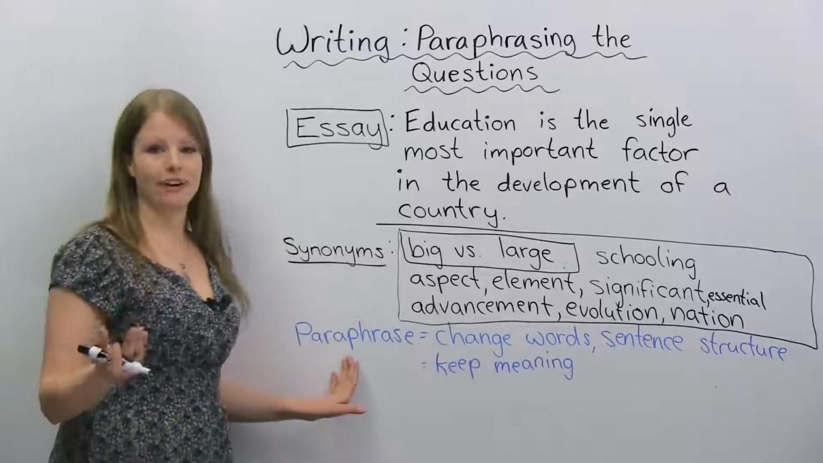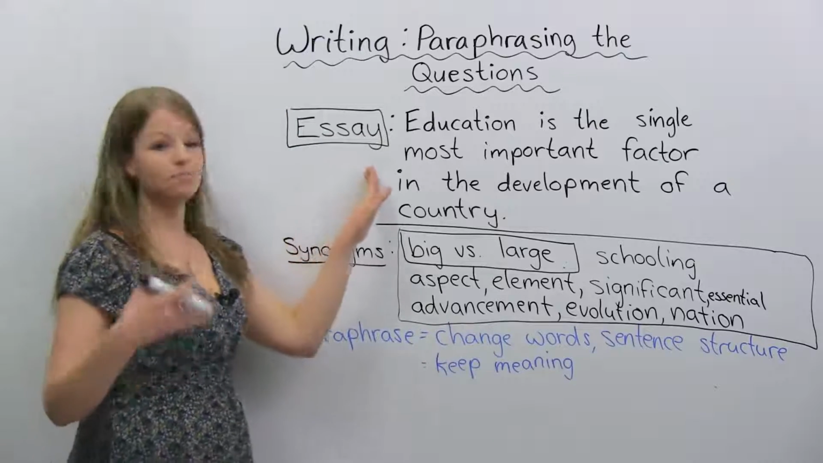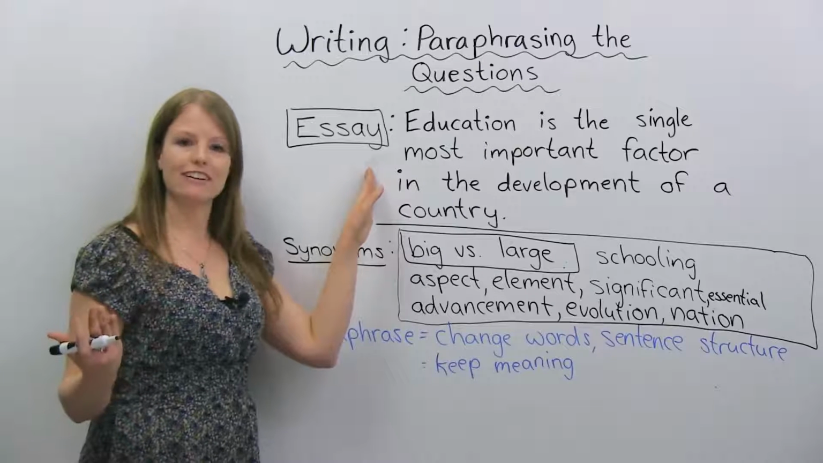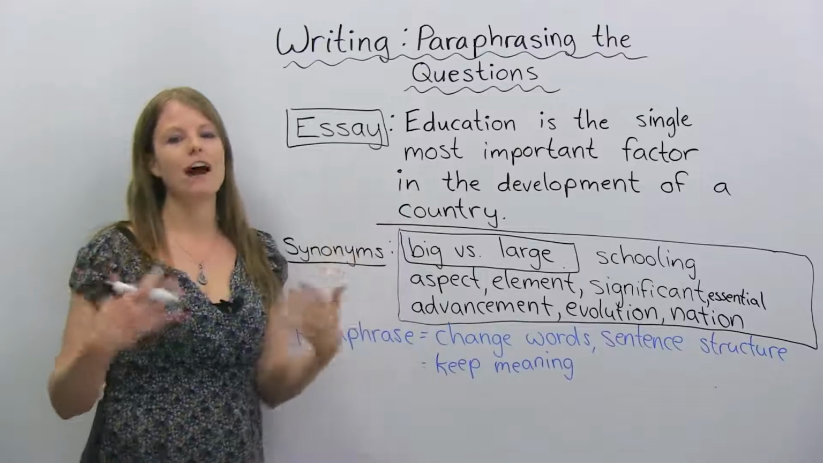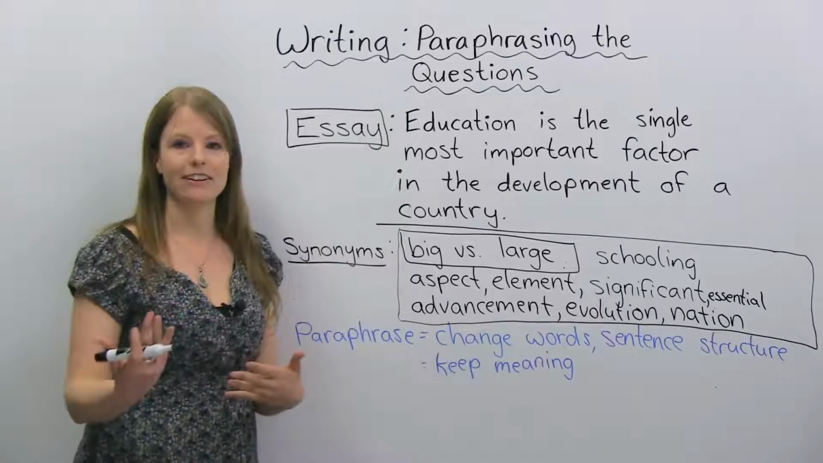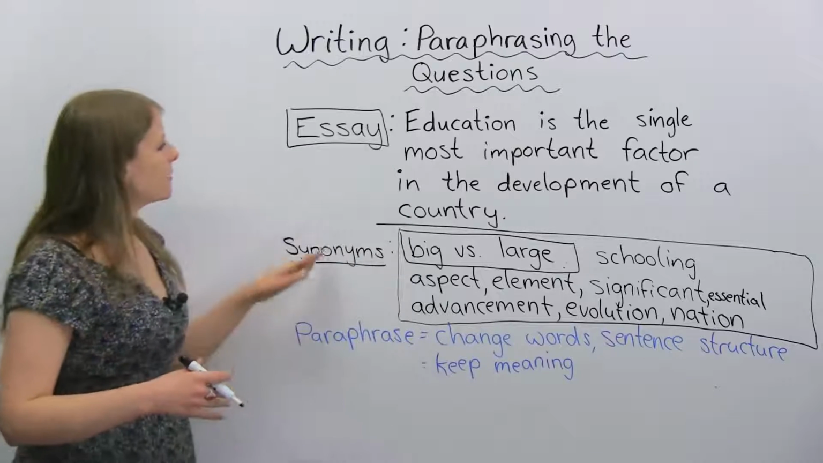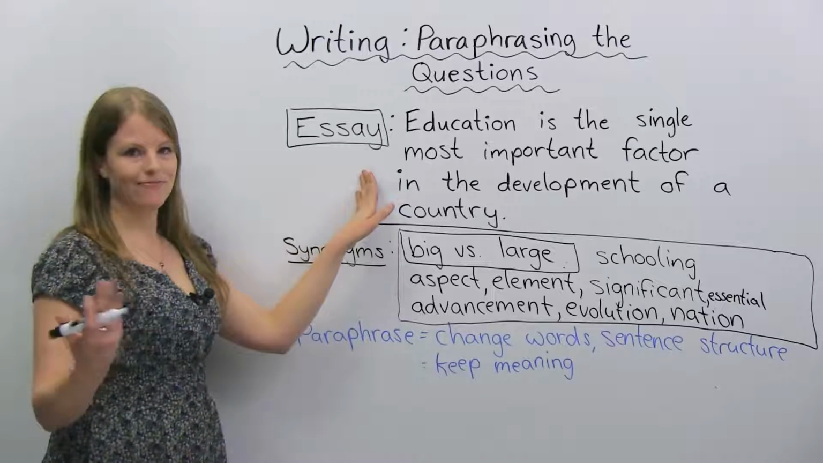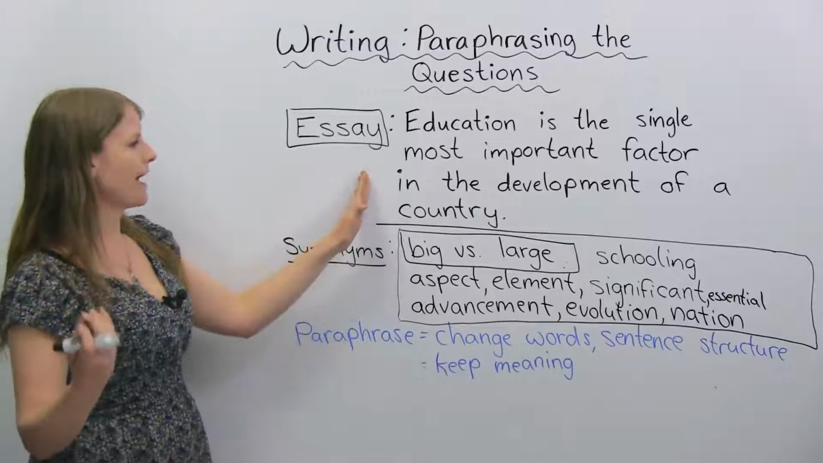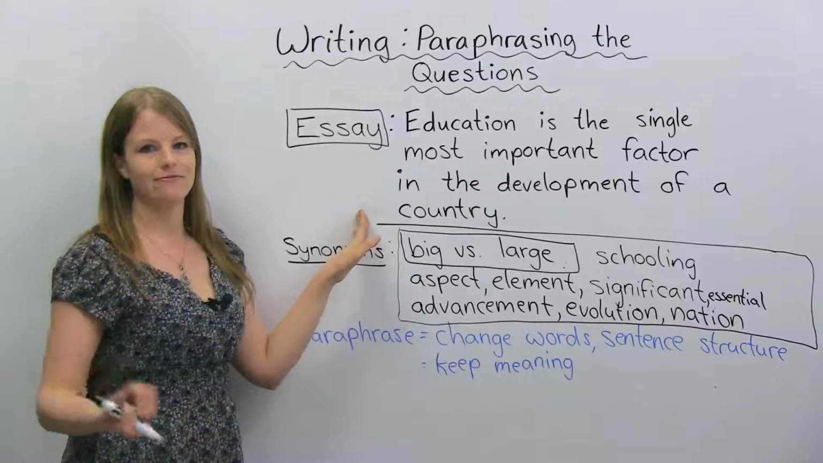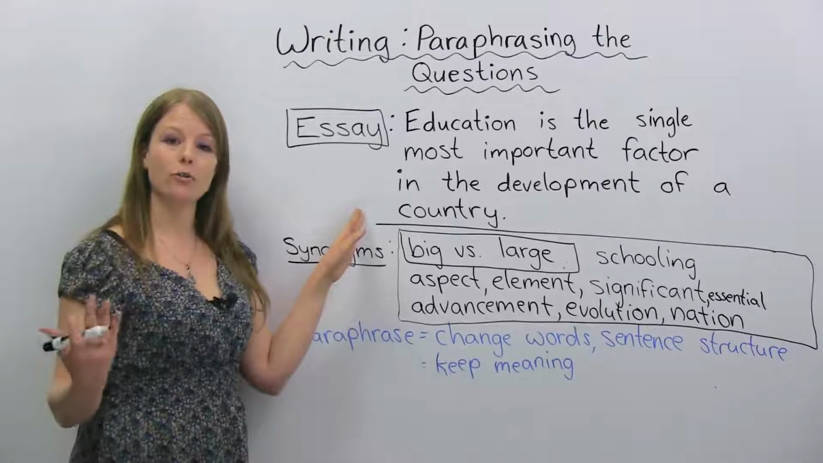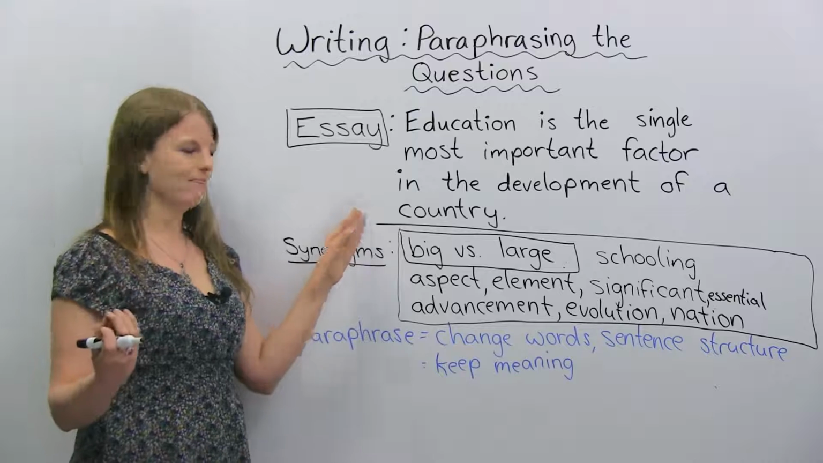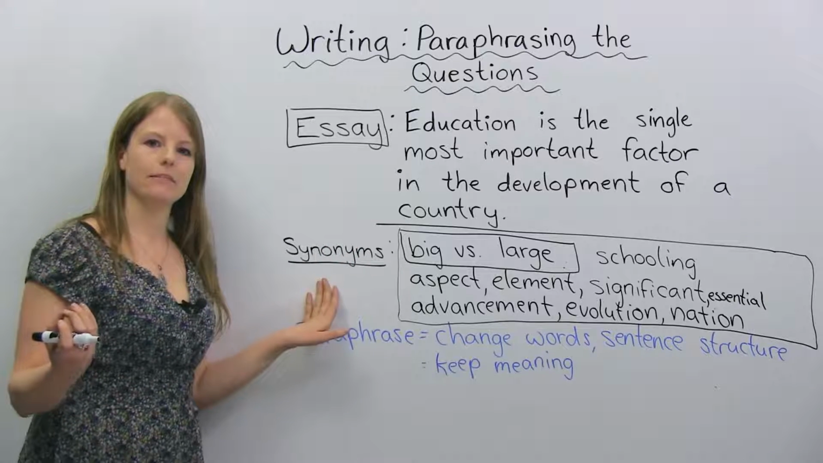So we are going to paraphrase this example of a question into our own words. And first we're going to look at how to do that using vocabulary and synonyms. So we have here the same question. Education is the single most important factor in the development of a country. How can we put this into new words or our own words that keep the same meaning? Well, we can use synonyms.